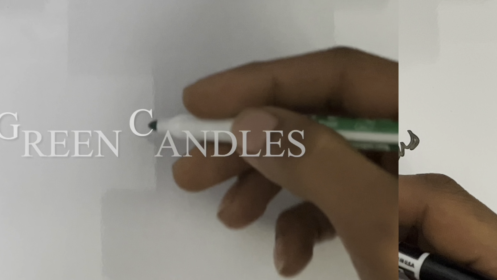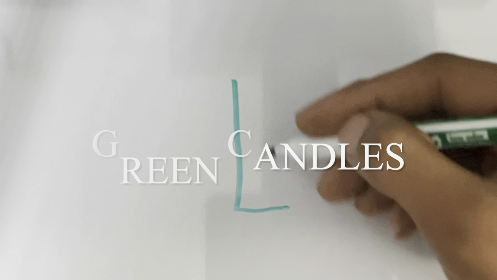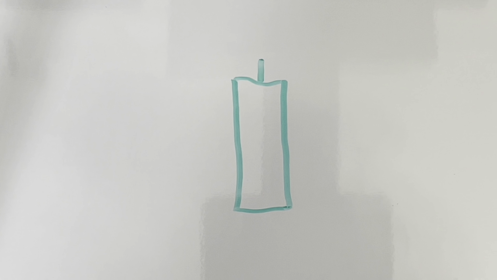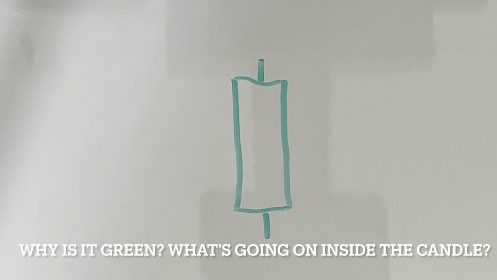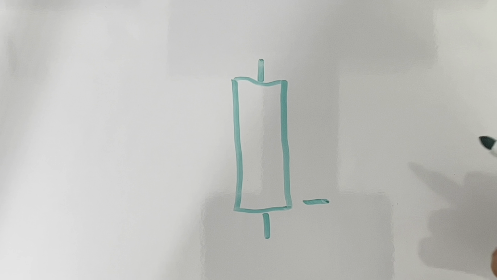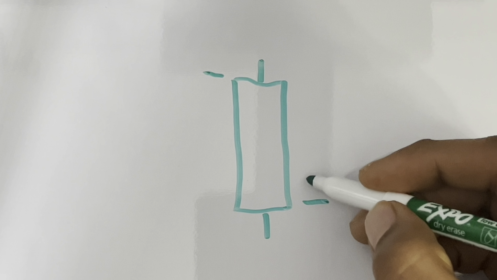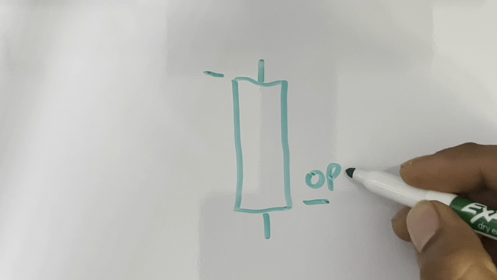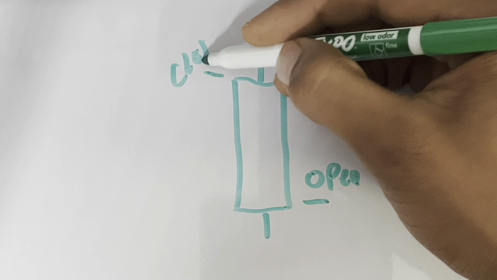Now let's get right into green candlesticks. So the green candlestick, you can have a top on it like that. You can have a tail on it like that. When you see something like this on the chart, the first thing you want to think of is, why is it green? What made it green? What's going on here? In this particular case, this is where it opened. This is where it closed.